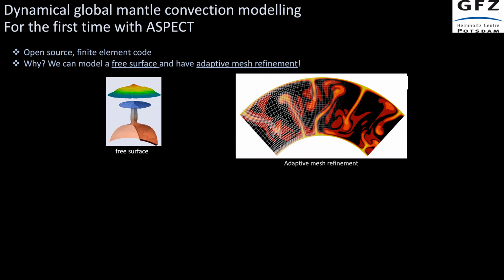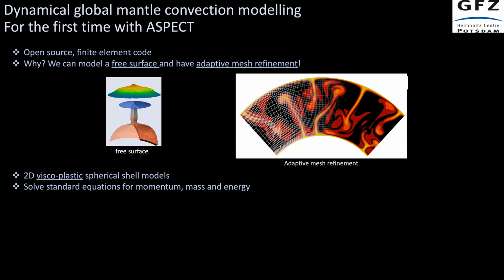And the reason why we chose this code over some of the other, maybe more developed codes, is that we can model a free surface, and we can also have adaptive mesh refinement. So this is going to be really useful when we want to look at the effect of sediments in trenches, and combining tectonic and erosional routines.